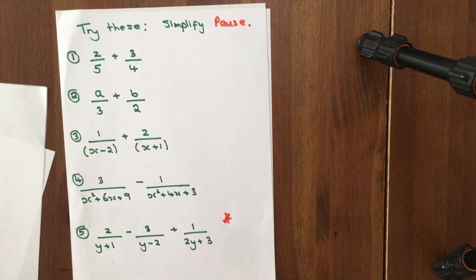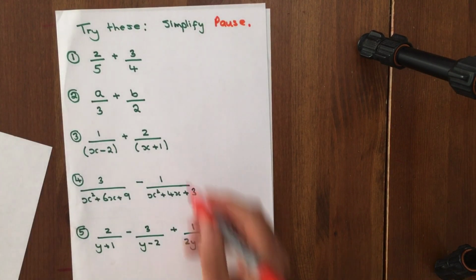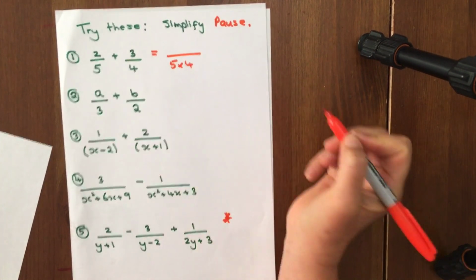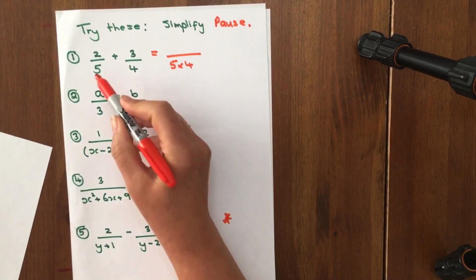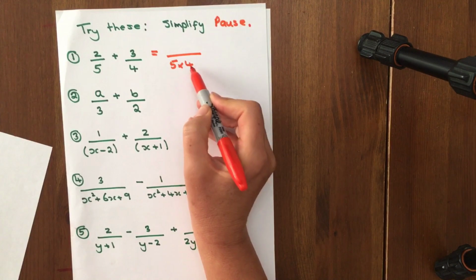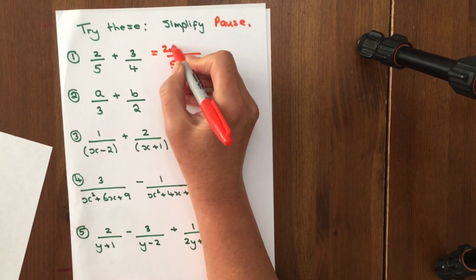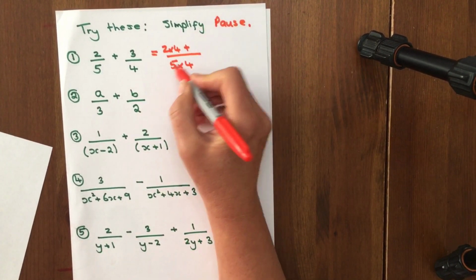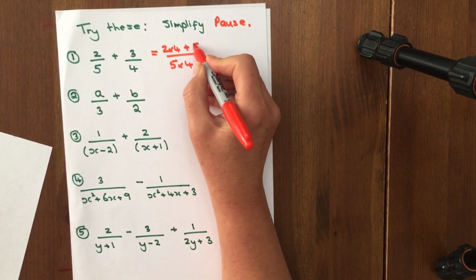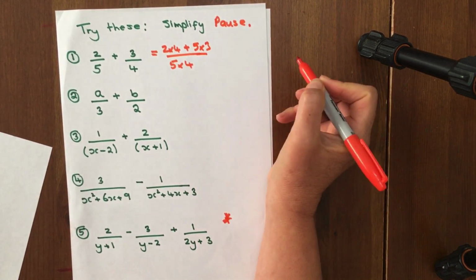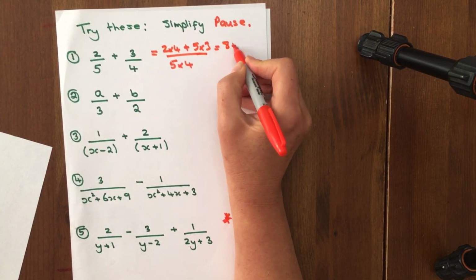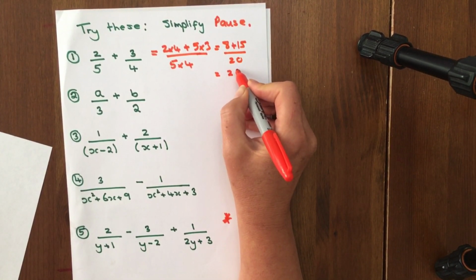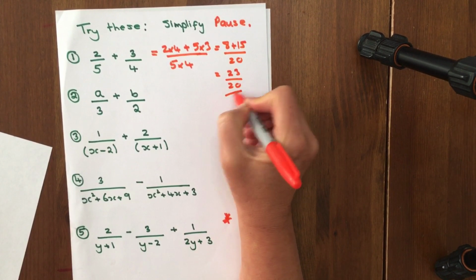Okay, well done. Answers for each one then. So let's go to number 1. So my denominator is 5 times 4. How many 5s go into the denominator? 4 lots. So I've got 2 lots of 4 on the top. Plus, how many 4s go into the denominator? 5 times. So I've got 5 lots of 3 on the top. So I've got 8 plus 15 over 20. So if I simplify that, I will have 23 over 20.